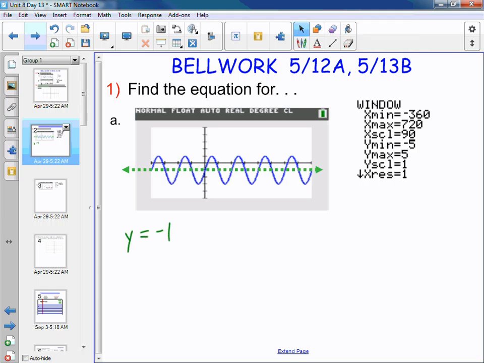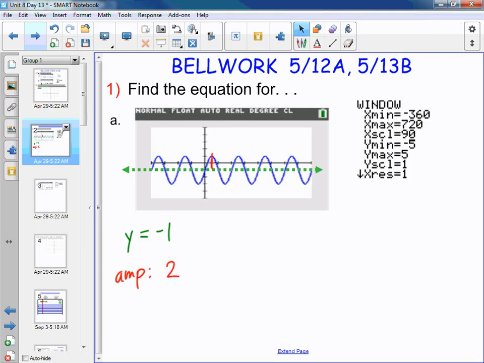My amplitude I can gain by counting the distance my maximums are from the center line, or the distance my minimums are up to the center line. And so I can go ahead and count out the number of units that separates the maximum value, the top of those peaks, down to the center line, and that looks like it's about 2 units. And so it looks like I'm dealing with an amplitude of 2, a center line of -1, and the next thing I'll need is the period.